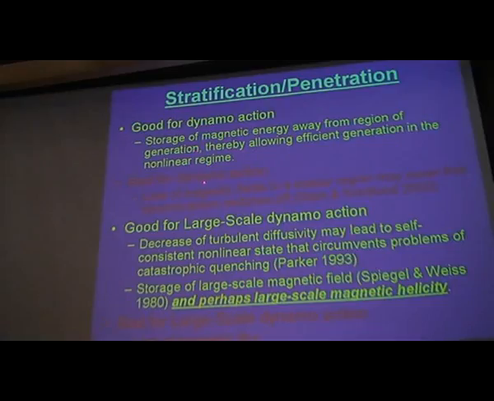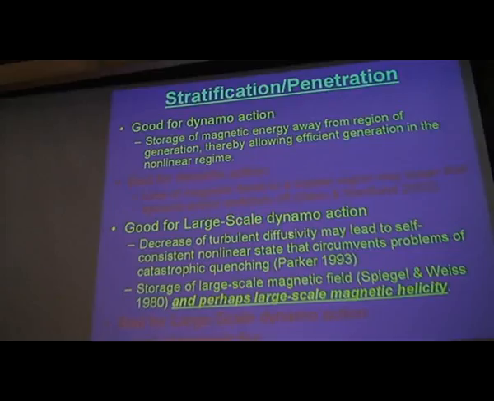On the other hand, you can argue that it's bad for dynamo action because if you lose your magnetic flux to the stable layer below, then that might mean that dynamo action switches off. In particular, Stein and Nordlund have argued this, that in the surface layers of the Sun, you lose the magnetic flux that's generated by the dynamo in the surface layers, and this leads to the switching off of the dynamo. So we'll try and test this claim.